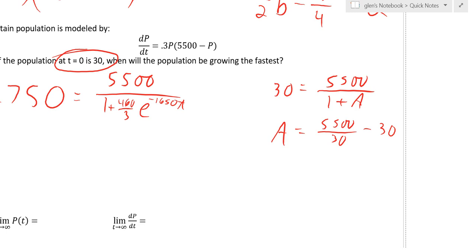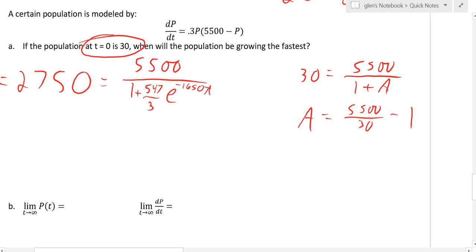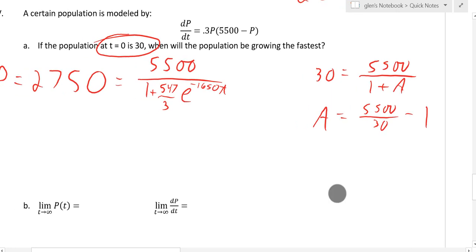This should be a 1, basically, is all I'm saying. That 30 should be a 1. Yes, which is what I had initially. I heard someone say 30, and I had a brain glitch. All right, so this isn't 460 over 3. It's something different: 547 over 3. Great, my favorite number. Are y'all with me here? Good. So we have to solve this equation.